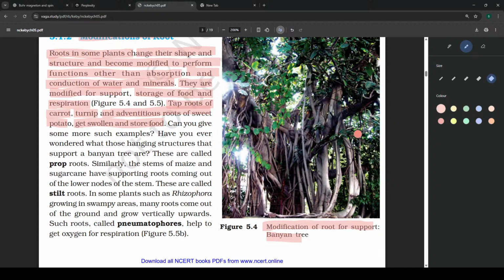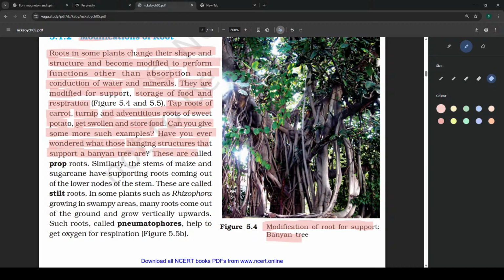Okay. The first modification, that is storage. In case of carrot and turnip, it is the taproots. Taproots get modified and swollen so that they can store food. In case of sweet potato, it is the adventitious roots, the roots that arise from a part other than the radicle. These roots get swollen up and store food. Can you give some more such examples? We can say radish.